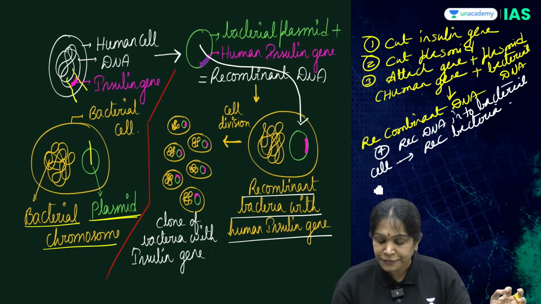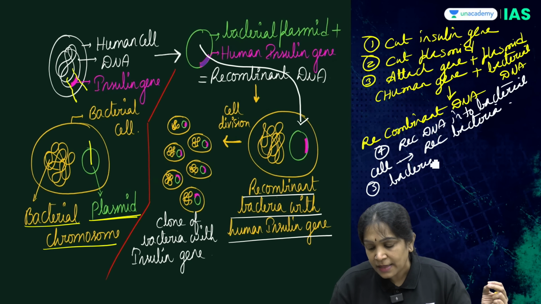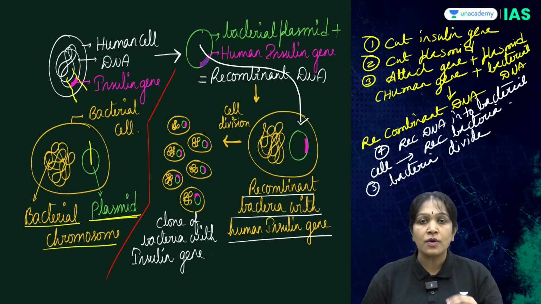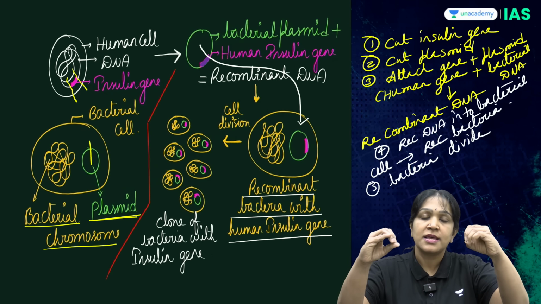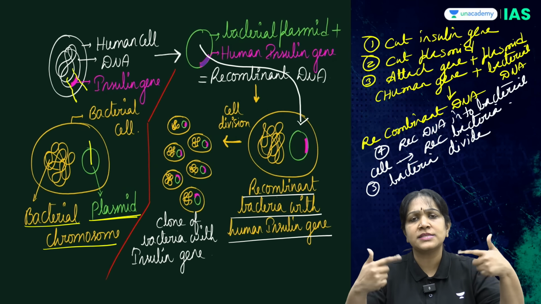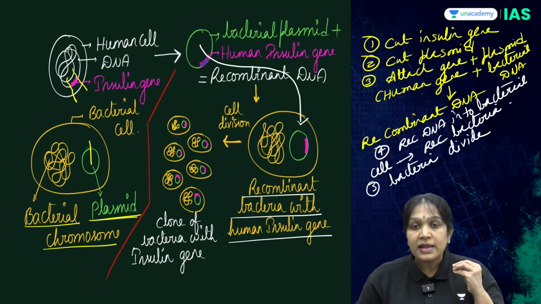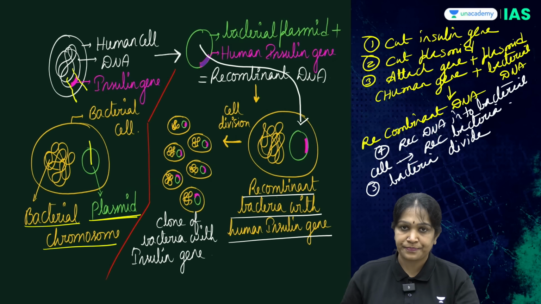Okay. Then the fifth step is to let the bacterial cell divide, which means it will undergo cell division. If one cell divides, it will form two cells. Then the 2 will become 4, 8, 16, 32, 64, 120, 1 million, 2 million, 4 million. Like that, the number of bacterial cells increases.